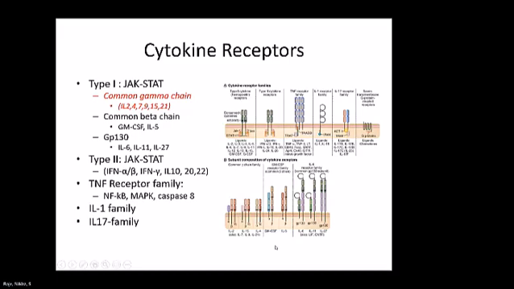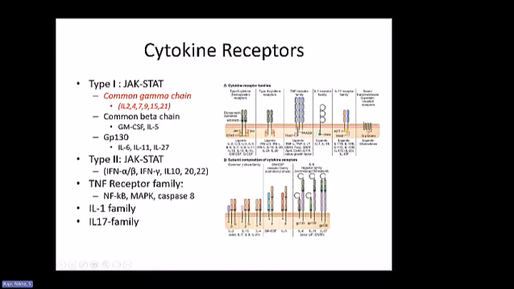Sorry, go ahead. I was saying, Raje, that one is a board question, right? Like the common gamma chain? Yep. So defect in common gamma chain leads to SCID, the most common form of SCID, which is X-linked. So again, clinically very relevant.